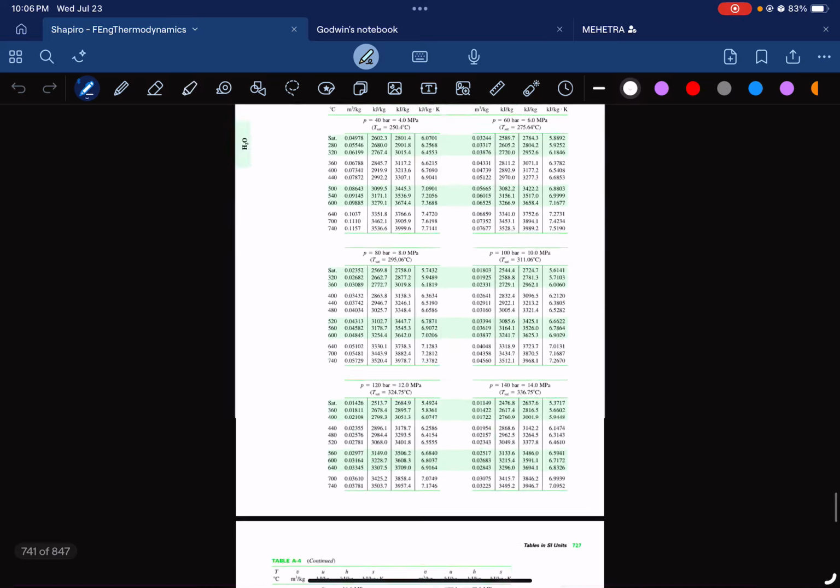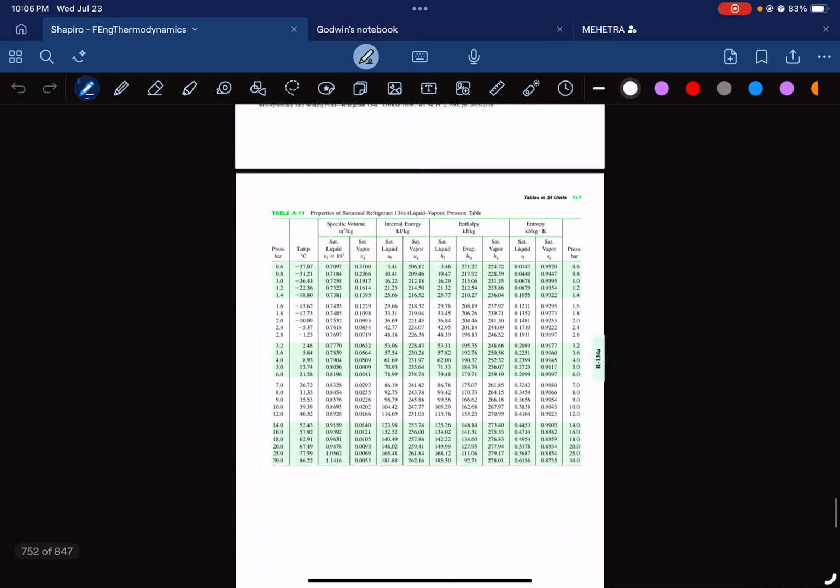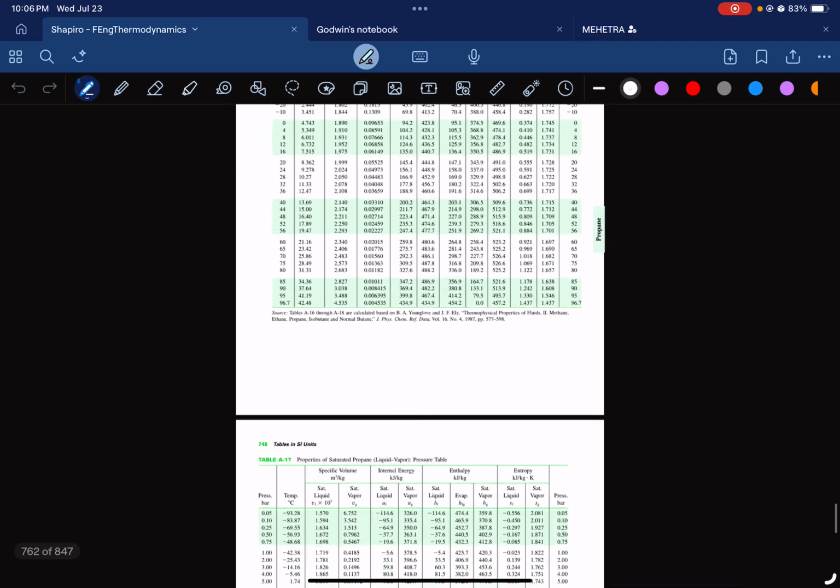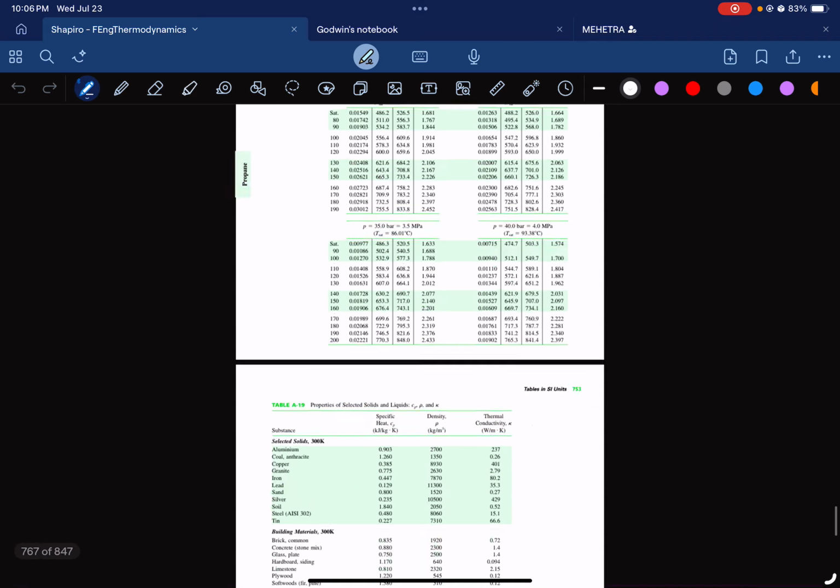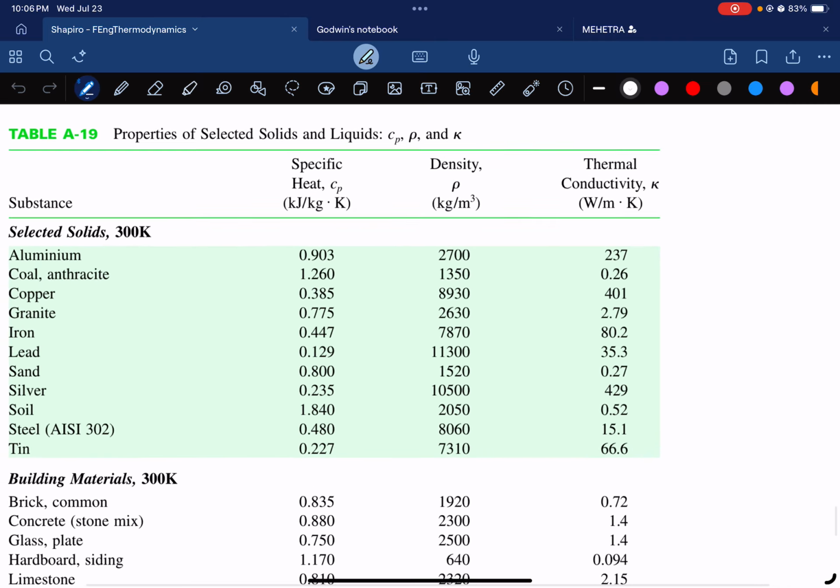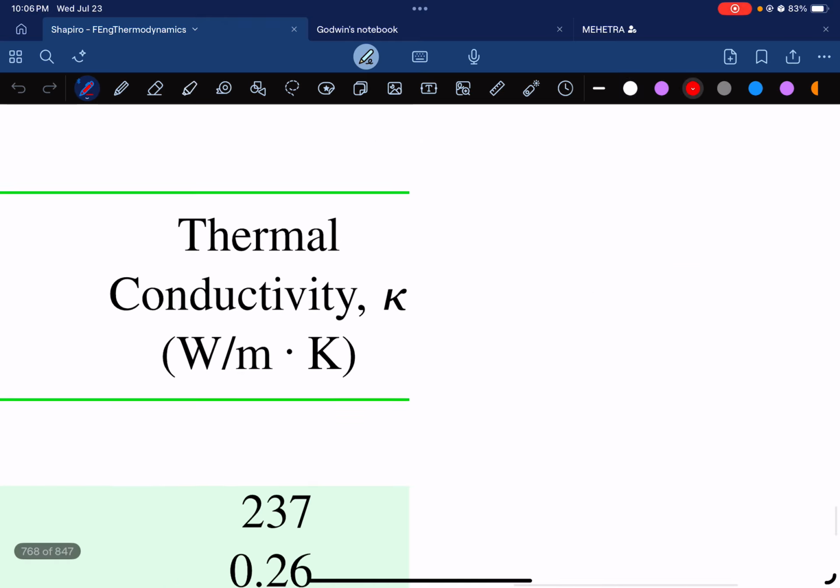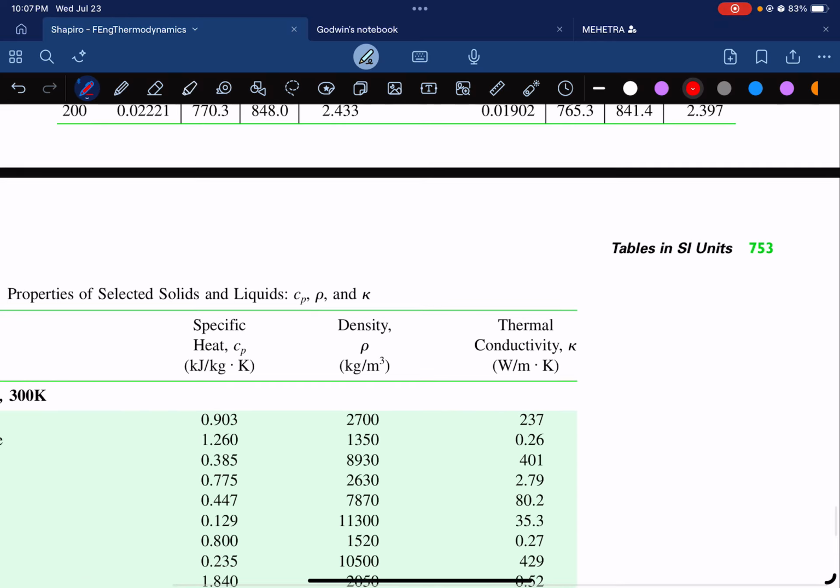If you're going to look at table A21, I think, or A19, let's go to A19. Here we have properties of selected solids and liquids. Here we have thermal conductivity. It's actually written here as the letter K, kappa, the Greek letter kappa. So you won't see the letter K like this. It's actually letter K like this. But well, we don't use any other K.